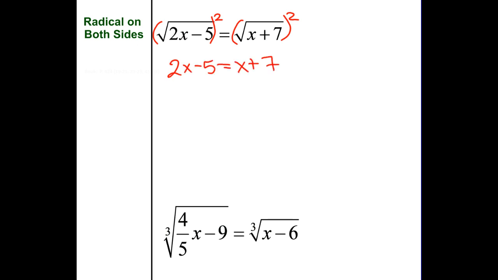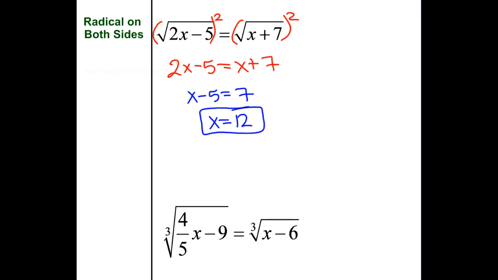A far easier problem than I think you guys really see. You see two radicals on both sides and you get scared. They cancel each other out when you square both sides. Now you just have a simple algebraic equation. So you subtract x, so you get x minus 5 equals 7. Add 5, so you get x equals 12.